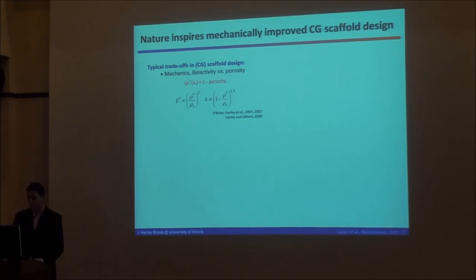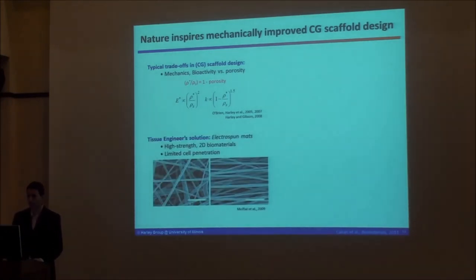And what tissue engineers have come up with in the past is to use these electrospun mats when they're trying to do tendon tissue engineering in particular. And so these are pretty nice because they're high strength materials, but they do have some drawbacks. They're essentially two dimensional, and so there's a limited cell penetration. A lot of times you'll just get a layer of cells on the outer edge here and really no infiltration of the cells, so kind of like a cell sheet, which is not very good when you're trying to regenerate a three-dimensional material.